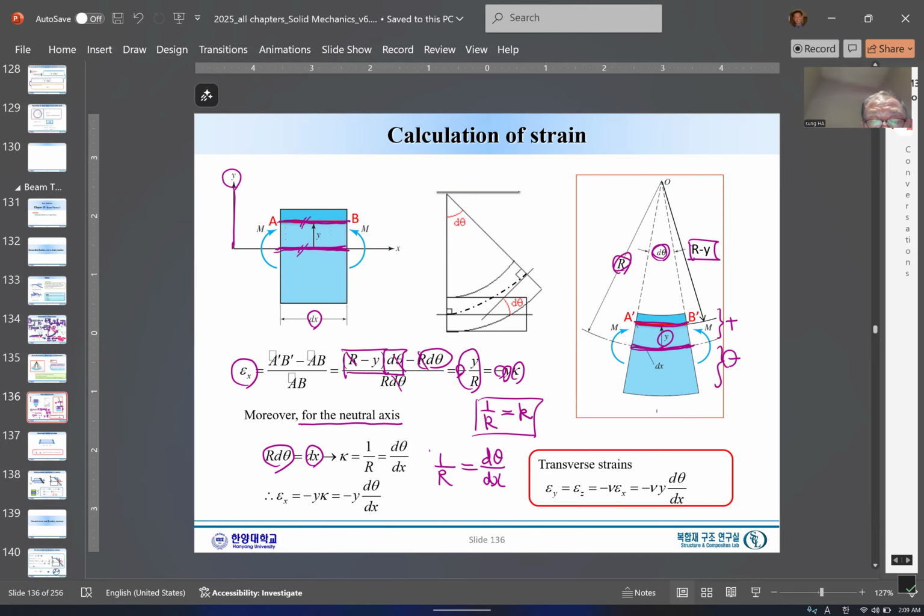Okay. Again, this is very important. You can simply remember this one. A curvature can be easily obtained from the inverse of a radius. So we have a k, and then we put it here, and we get this one. Okay, this is the equation for strain in terms of displacement or rotation theta. Well, there is a transverse strain, but at this point, that's not so important.